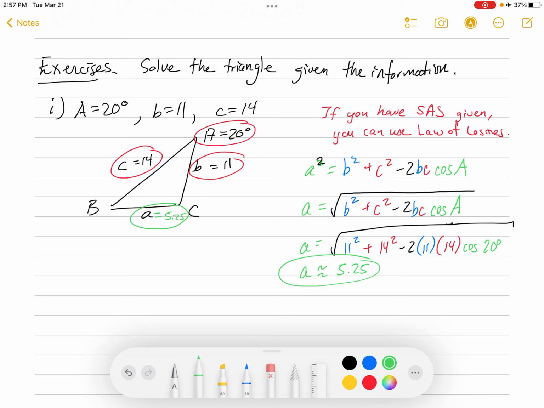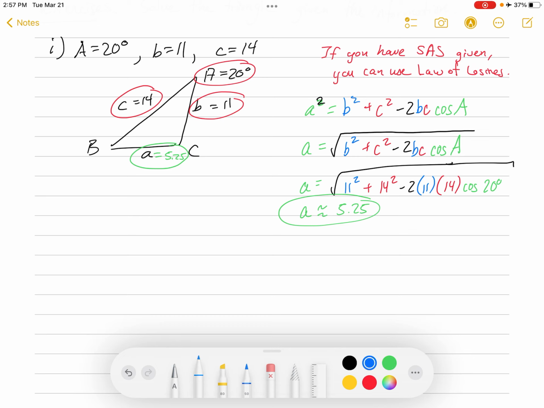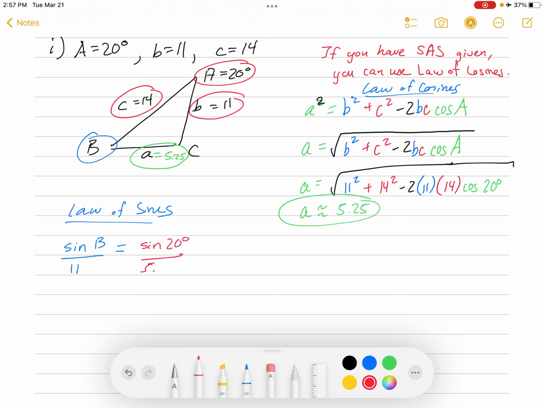So once you have that side across from big A, you can find the angles big B or big C using the law of sines. So now we're going to go to the law of sines. This first one was the law of cosines. So now we're going to do law of sines, maybe to find big B. If I wanted to find big B, I would take the sine of big B over little b, which is 11, equal to the sine of big A, 20, over little a being 5.25.